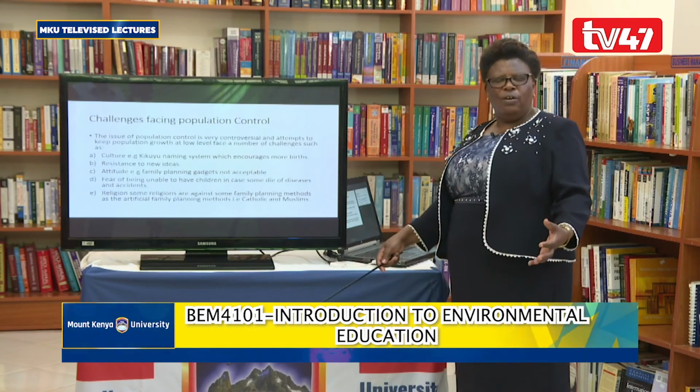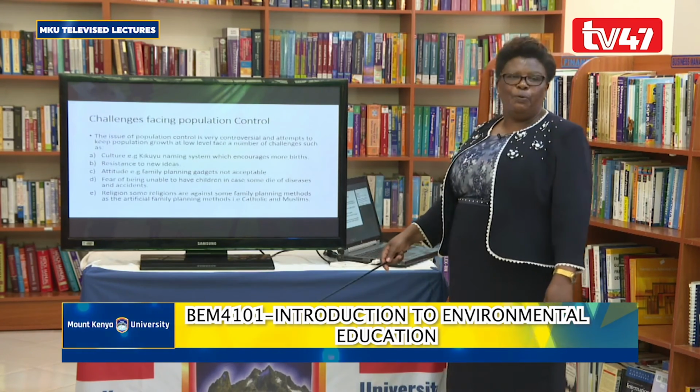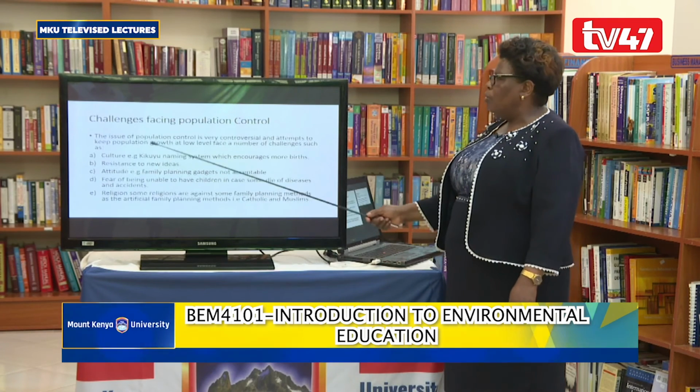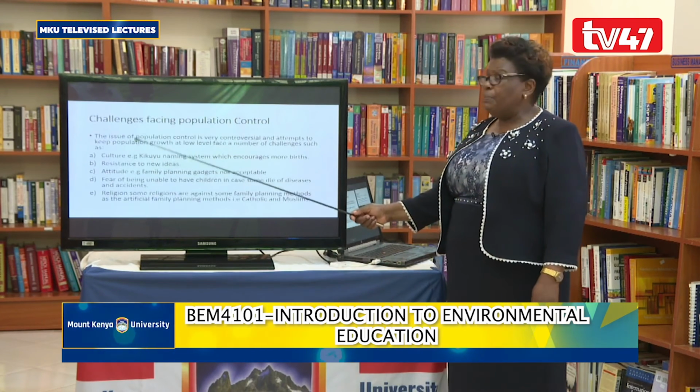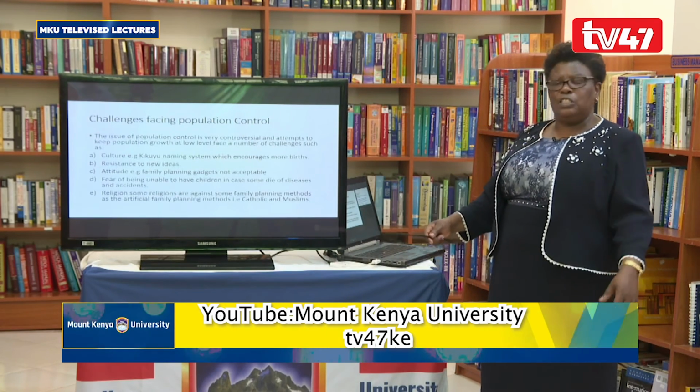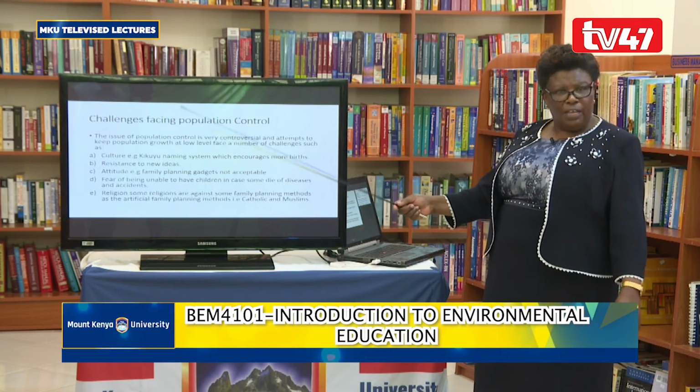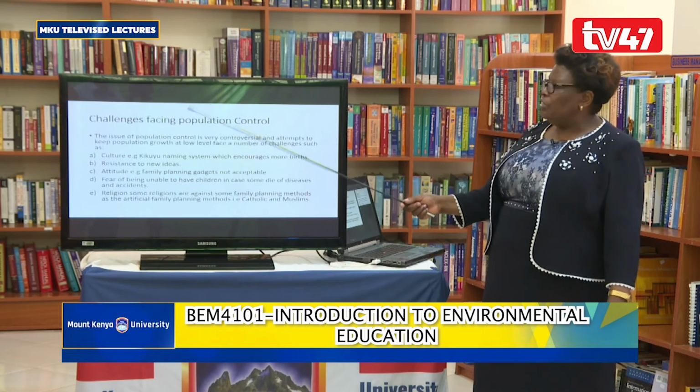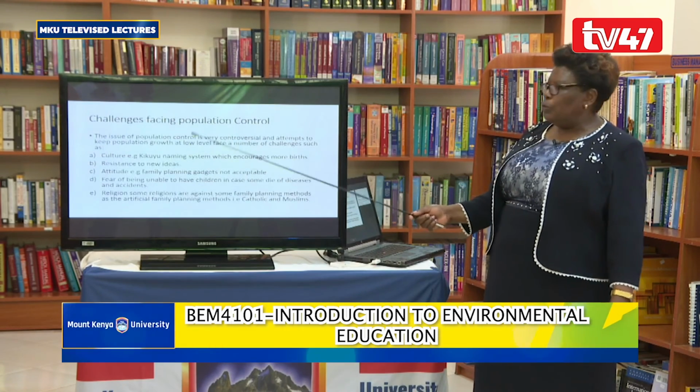That is a way or a method of discouraging people to give birth to more children. Remember when we looked at natality rate and fertility rate and the sex ratios and distribution, we were able to look at the impact that these population dynamics have on population control.